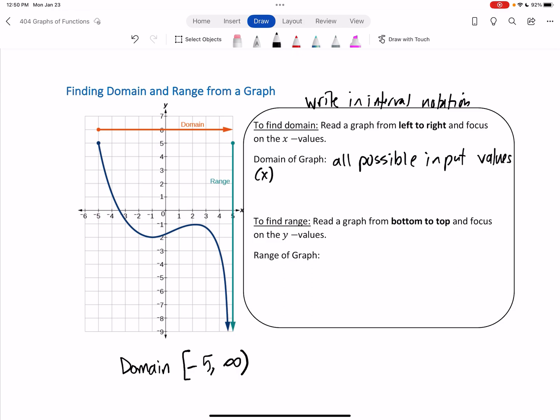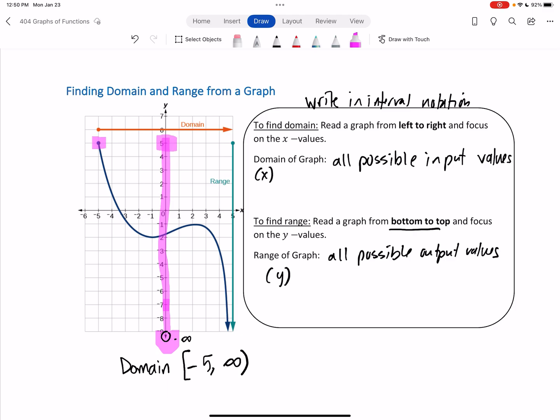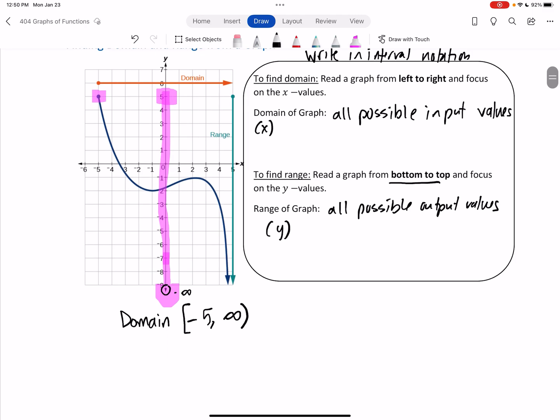And the range is all the possible outputs, or the y values. And when you do that, you want to read from bottom to top, okay? So this graph goes down, down, down forever, and it never, ever stops. Down here, the y's are at negative infinity, okay? And then it goes up, up, up until it reaches the top here at 5, because that point is the very top there. So the range of this graph is the bottom, negative infinity, it goes down forever, to 5 at the top.